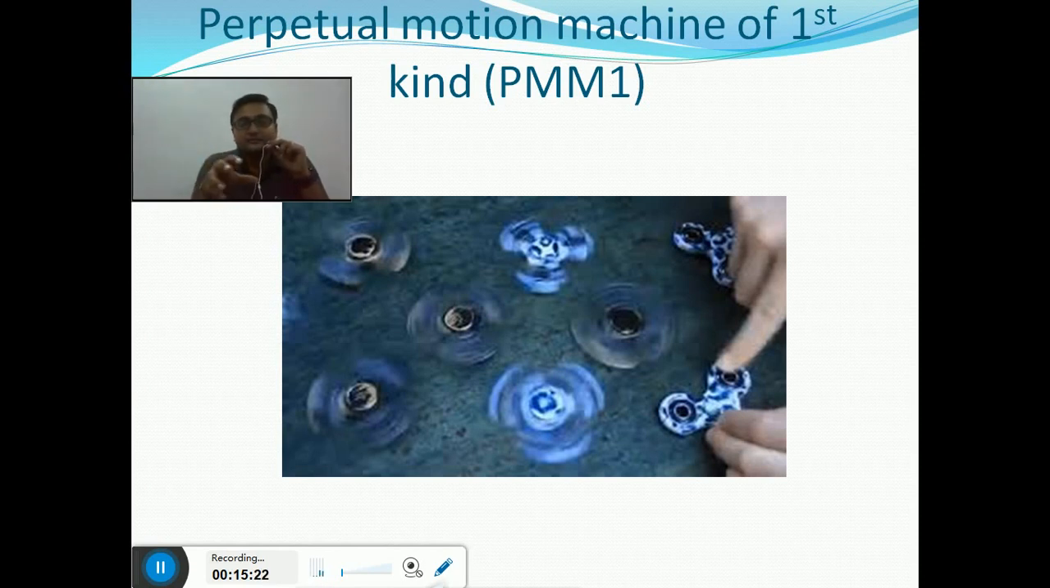I'm just giving you a glimpse that we are moving forward with this kind of equipment, and if we get more energy out of it, then we will succeed in engineering. So this is one that tends to PMM1, not PMM1. It is a tends-to-PMM1 toy.